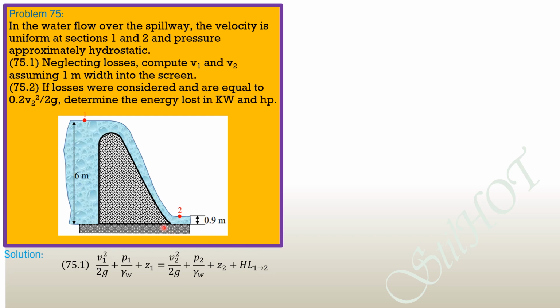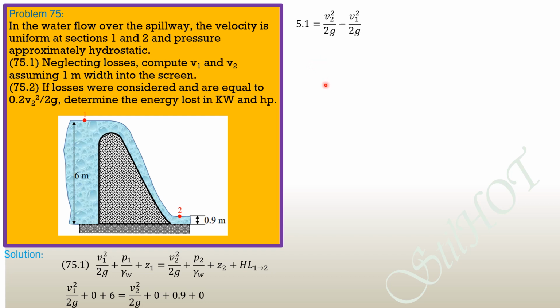And we select the datum to be at the base of this spillway, so that elevation head at 1 is 6, and elevation head at 2 is 0.9. So substitute. By the way, pressure head at 1 and 2 would be 0 because they are exposed to the atmosphere. So velocity head at 1 plus 0 plus 6 equals velocity head at 2 plus 0 plus 0.9 plus 0. So from there, we have V2 squared over 2g minus V1 squared over 2g equals 5.1.